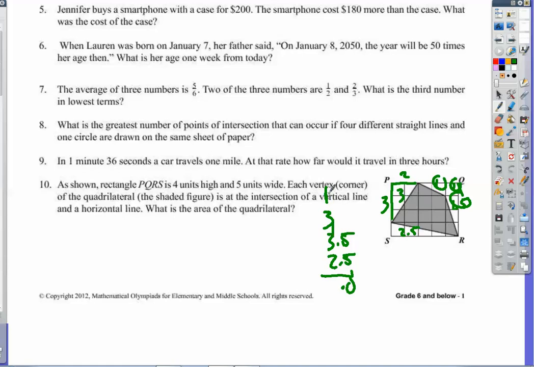6, 7, 8, 9. So that means 9 units are not taken up in the shaded region, and the area of the entire thing is just going to be this distance, 4 times 5. So that area of the whole thing is 20 minus 9 is equal to 11.